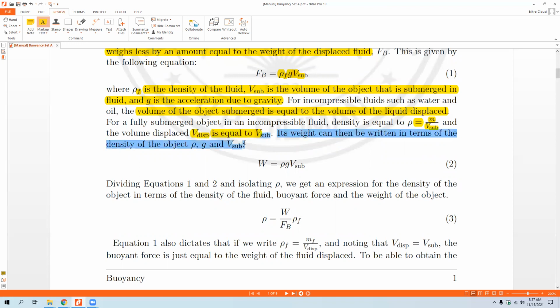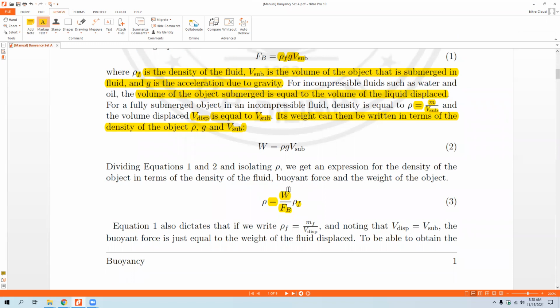So dahil dyan, magkakaroon tayo ng isa pang formula, equation 2, that describes the weight of your object in terms of your buoyant force. So if we play around with these first two equations, we should get another formula we use for our object density, in terms of its weight, the buoyant force, and the fluid density.